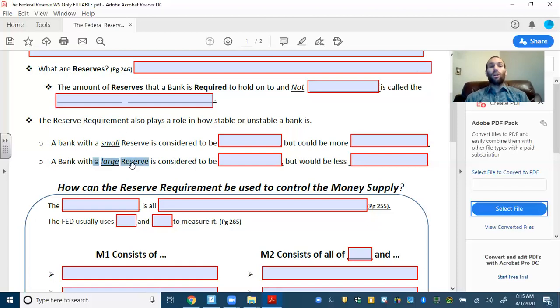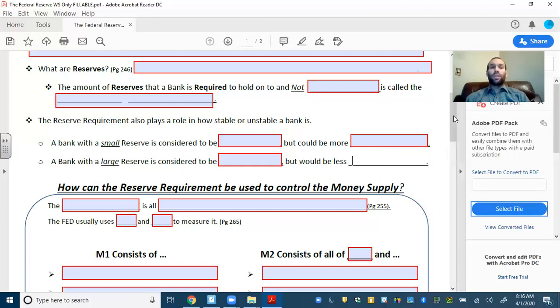However, a bank with large reserves is considered to be more stable. It's holding on to a larger pile of money. So if more people go to the bank and say, hey, I want all my money out, the bank can meet more of their request. But on the other hand, that bank would be considered to be less profitable because now it's holding on to more money and loaning smaller amounts out. And because it's loaning less out, they would charge a higher price for those loans, like higher interest rates for customers. So that bank would be less profitable. So those are 2 things.